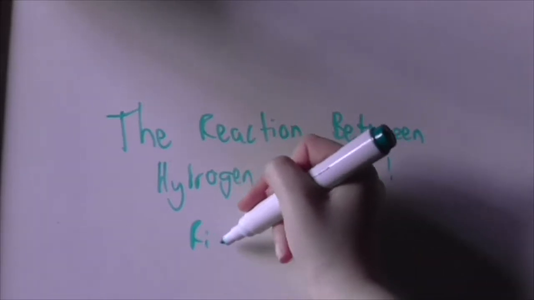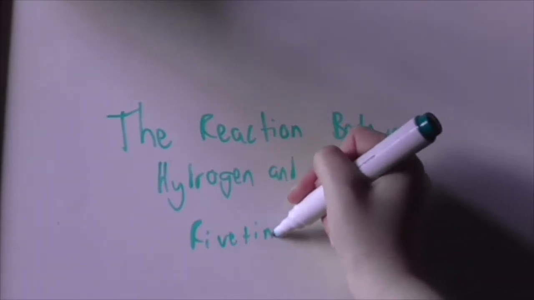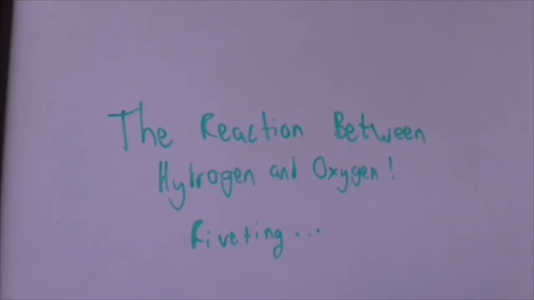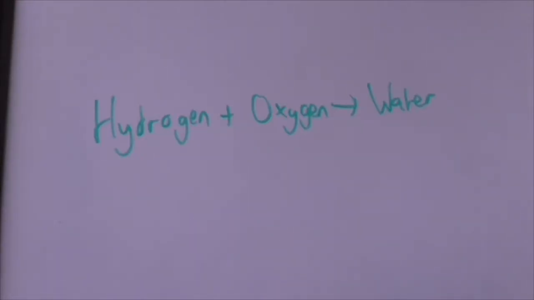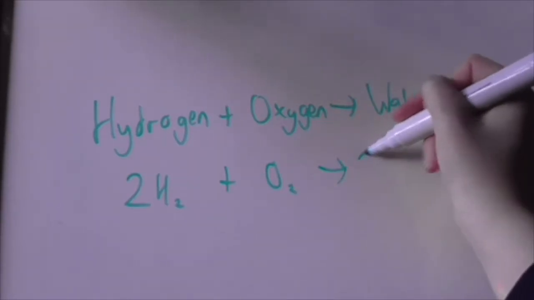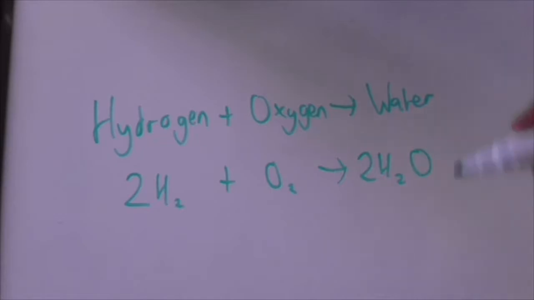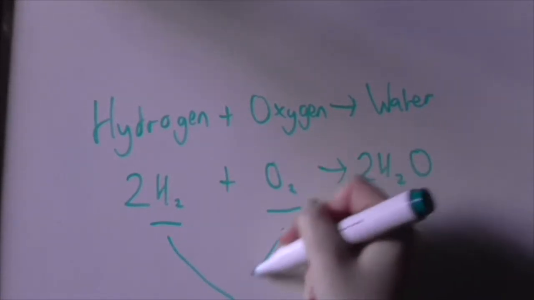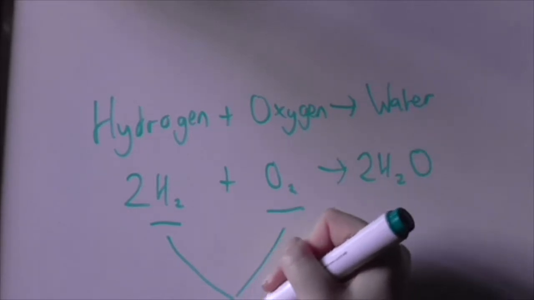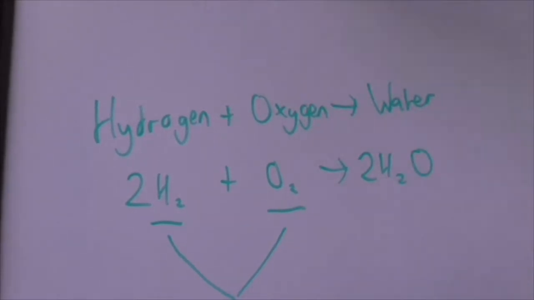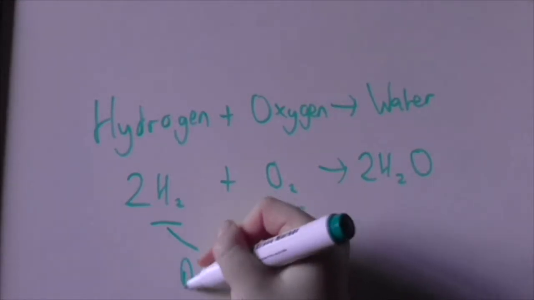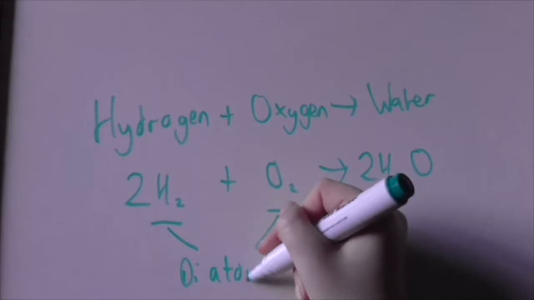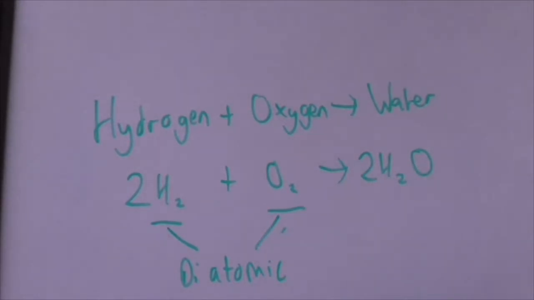Okay, so we've got to start with the reaction between hydrogen and oxygen, which is obviously absolutely riveting. I'm presuming you're aware that the symbol for water is H2O, therefore the word equation for its formation is hydrogen plus oxygen turns into water, and the symbol equation is 2H2 plus O2 turns into 2H2O, so 2 water. The reason they are H2 and O2 is because they are diatomic, so 2 atoms together, and that's how they like to be.